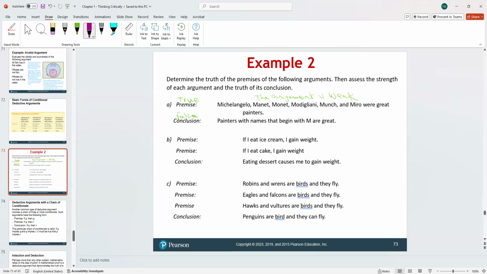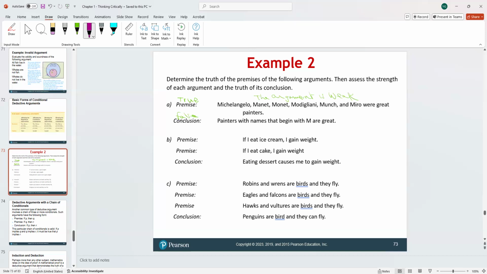Okay, now that you see this, we can try something else. If I eat ice cream, I gain weight. If I eat cake, I gain weight. So I would conclude eating dessert causes me to gain weight. There are so many things you can eat in dessert. Those of you who go to restaurants, even with food, you can get some foods and not gain weight. There are so many others that you can try that don't make you gain any weight.